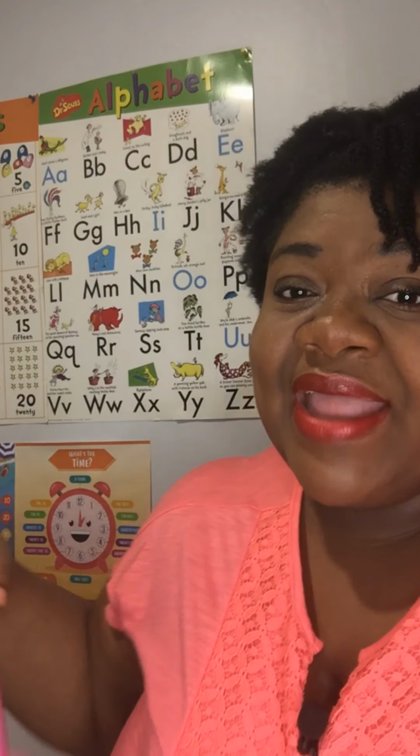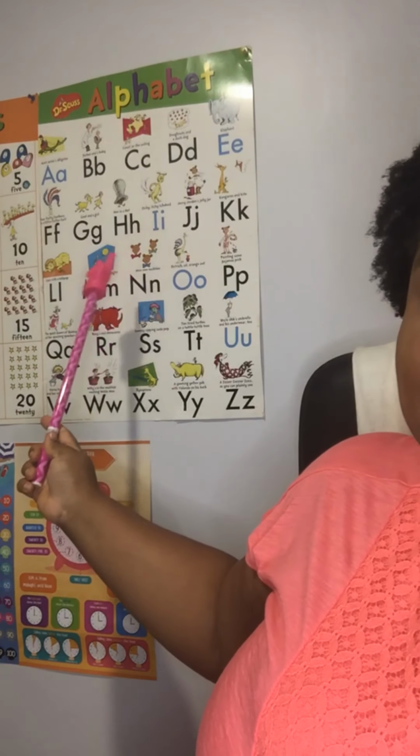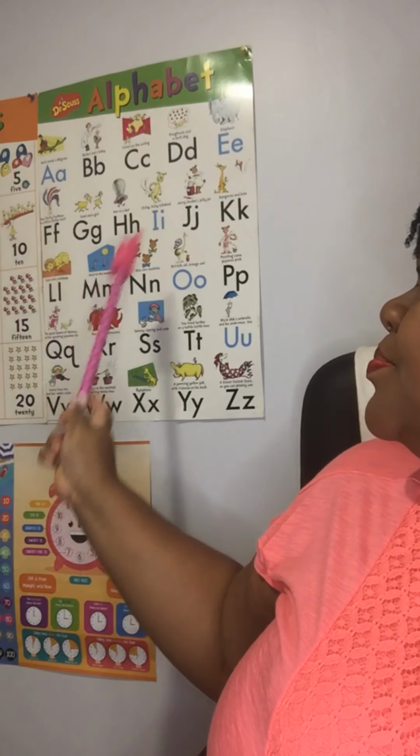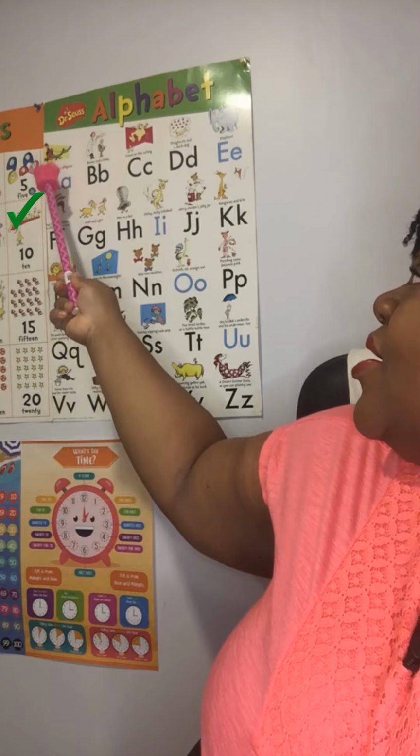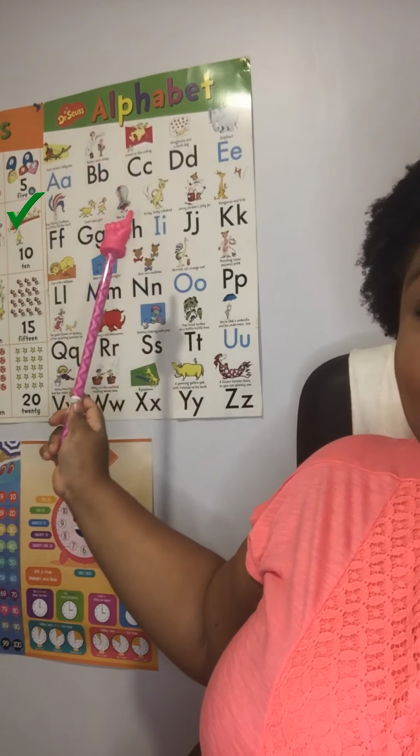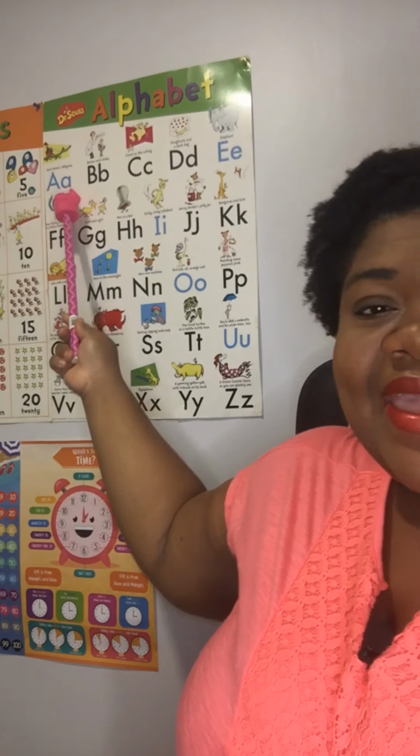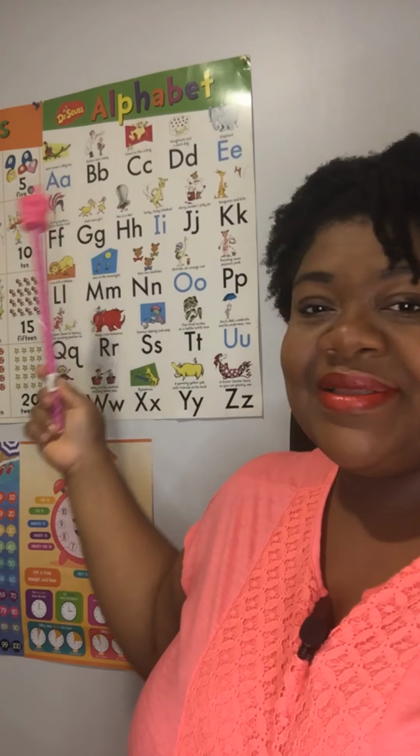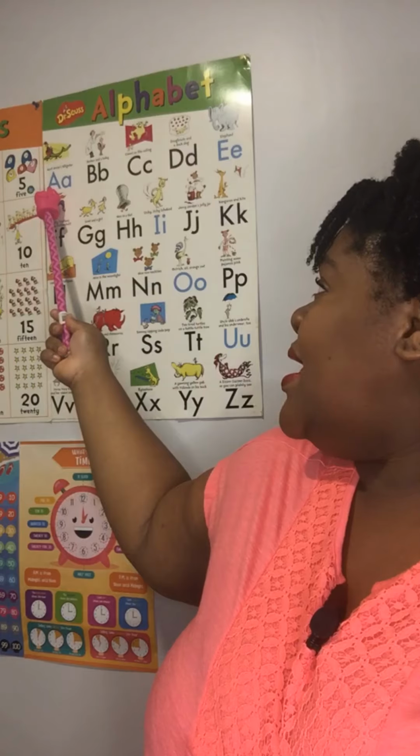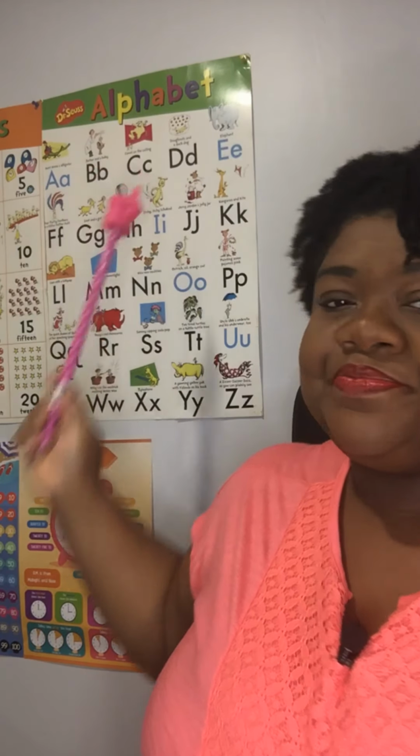Can anyone find A on my special chart? A. Aunt Annie's alligator begins with A. A. And we have a big A and a little A. Can you think of any words that begin with A?